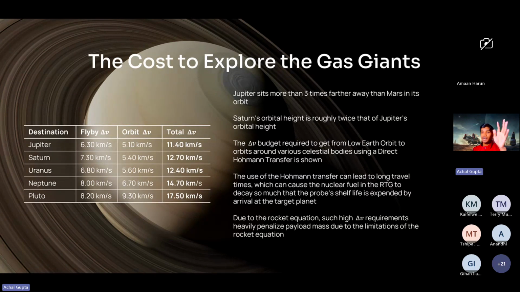These are really, really high values from low Earth orbit. So the rocket you'd need would essentially be the size of a skyscraper, even if you did orbital refueling. And we can't sustainably do this, right?